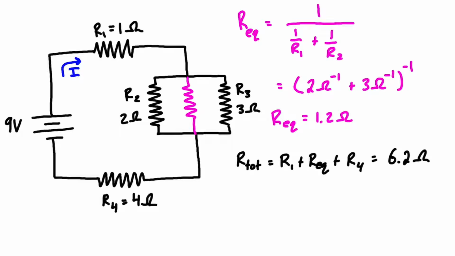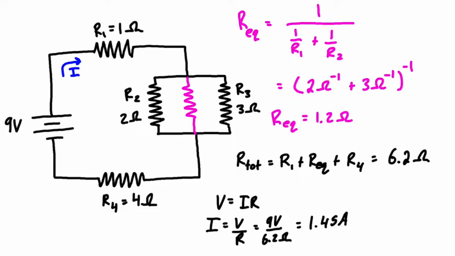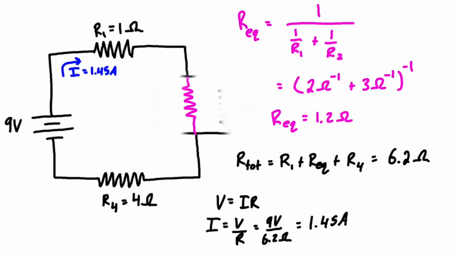Now we can find the total current using Ohm's law. If we have V equals IR, we can rearrange for current, so I is equal to V over R. The total voltage is 9 volts in this system, so we have 9 volts divided by the total resistance, which was 6.2 ohms. That gives us a total of 1.45 amps. Let's write that here: 1.45 amps.